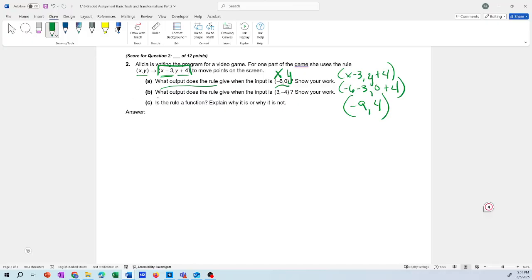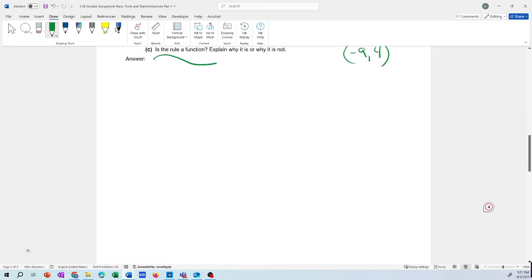You're going to do the same thing for letter B with (−3, 4). And letter C, you're going to investigate. What is a function? Based on that investigation, which we're reviewing in class, you're going to tell me, is this rule a function? Why or why not? So go back to your notes. If you don't remember, go ahead and investigate. And I want all your work, please. I don't want just the answer.